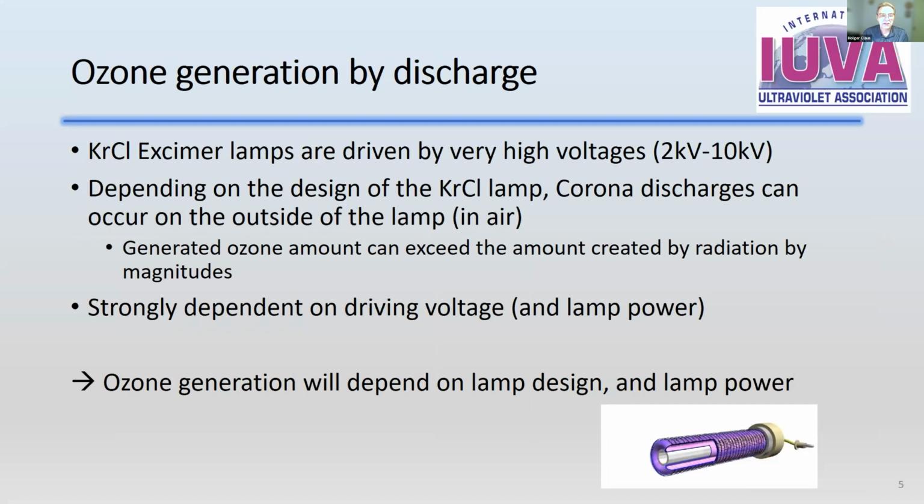More important in practical purposes seems to be the ozone generation by discharge. These lamps are excimer lamps. That means there are no electrodes inside, and the lamps are driven by very high voltages, typically somewhere between 2 kilovolt and 10 kilovolt, which are basically applied to the outside of a glass bulb. Depending on how the lamp is built, how big the voltage is, and what the power is, little discharges can form on the outside of the lamp, so-called corona discharges. These discharges create a lot of ozone in air, and that amount is usually much, much higher than whatever is being created by radiation. Since it is a discharge, it depends on the parameters, especially the driving voltage and of course the lamp power. That being said, the ozone generation will depend on the lamp design and the lamp power.